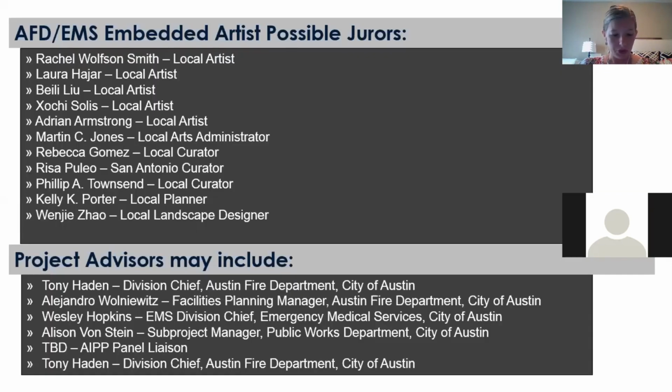Possible jurors, you can see here. For most open calls, AIPP hires a jury of artists and visual arts professionals, typically local, who bring relevant knowledge to each particular project. A 3-person jury will convene to recommend an artist and alternate for this project, in this case 6. Shown on the top half of the slide are some possible jurors, although we haven't established them yet due to availability. On the bottom half, you'll see the project advisors who are available to consult on the project throughout the entire time.